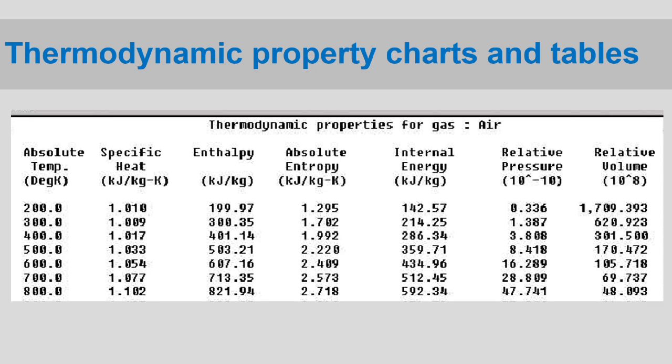Next topic is thermodynamic property charts and tables. We can see this chart, which consists of absolute temperature, specific heat, enthalpy, entropy, internal energy, pressure, volume. All these details are provided in the charts. That chart is nothing but the thermodynamic property chart.